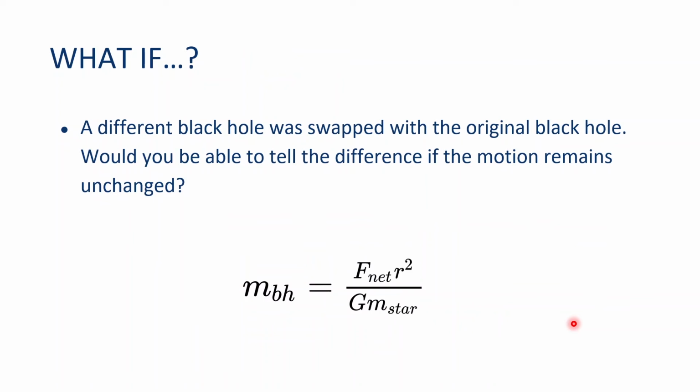Now, what if a different black hole was swapped with the original black hole? Would you be able to tell the difference if the motion remains unchanged? The answer is no. With this equation we calculated before, where the mass is equal to these components, we know that if the motion remains unchanged, everything on the right side of the equation would remain the same. Thus, the mass of the black hole would remain the same and we would not be able to tell the difference.